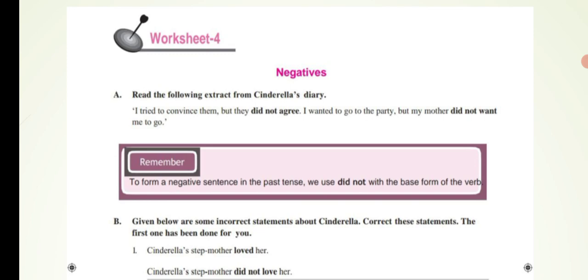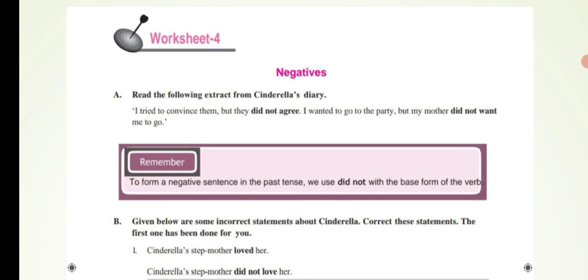Read the following extract from Cinderella's diary. Extract means part of a text, part of something. So she has written, I tried to convince them, but they did not agree. I wanted to go to the party, but my mother did not want me to go. Just see in bold letters, which is highlighted in black, did not agree, and did not want. These both are negative forms with the main verb.